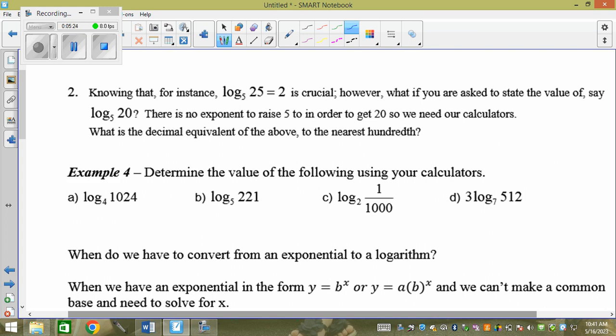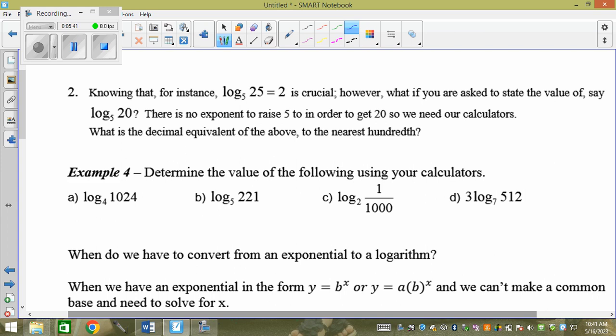Knowing that, for instance, log base 5 of 25 equals 2 is crucial. However, what if you were asked to state the value of, say, log base 5 of 20? Could we do that one? 5 to what power is 20?